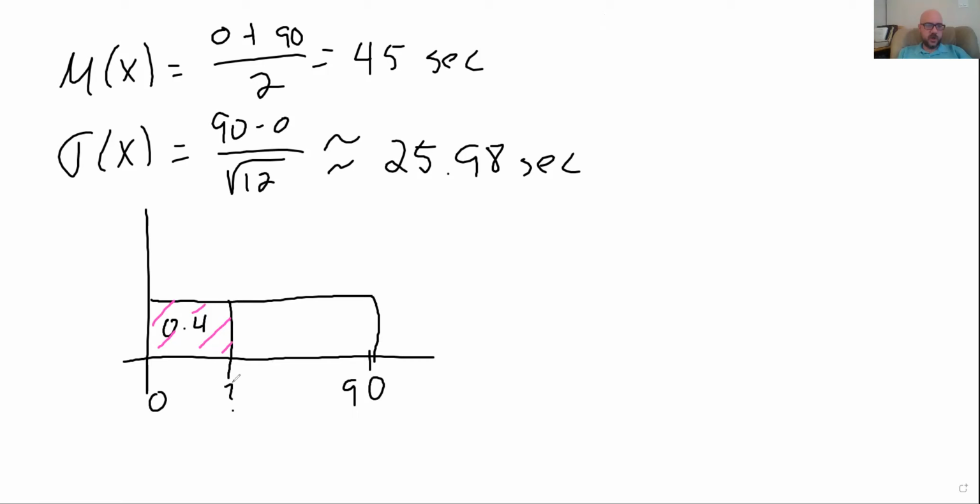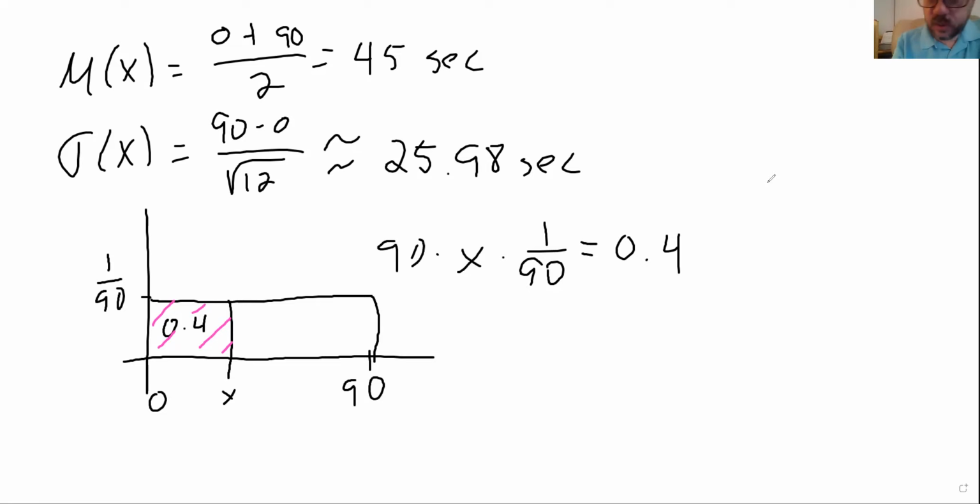So let me call this little x, since it's going to be a value of our variable. Remembering that the height here is 1 over 90, I can say that x times 1 over 90 has to be 0.4. Then I solve this. I'm just going to multiply both sides by 90, the 90s cancel, and I'm left with x equals 0.4 times 90, so that's 36.